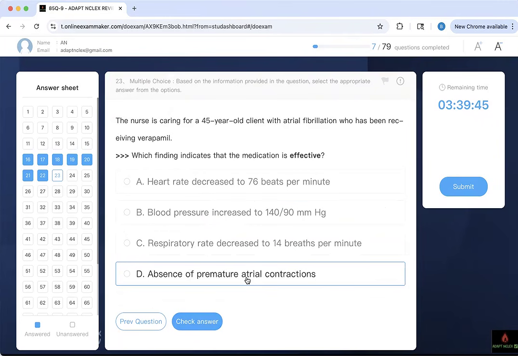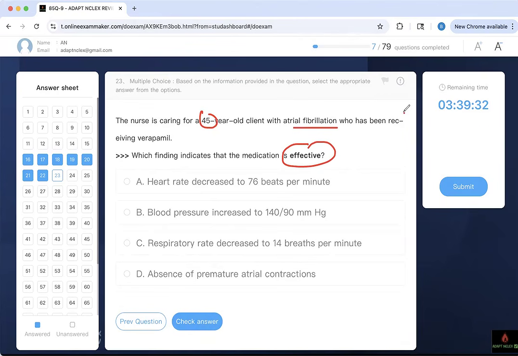Same strategy. Which finding indicates that the medication is effective? That means it's working. If it's working, it's effective. What medication? This is caring for a 45-year-old who has AFib and is taking what? Verapamil. Which of these indicates effectiveness? Heart rate has decreased to 76. Blood pressure has increased to 140. Respiratory rate has decreased to 14. Absence of what? Premature atrial contractions. How do I know the medication is effective? The reason why I'm taking it is happening.